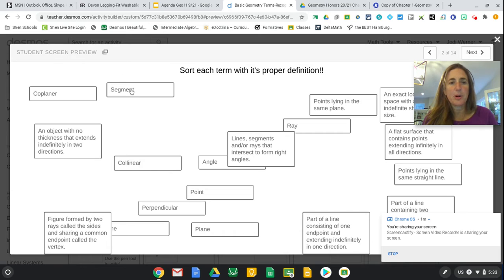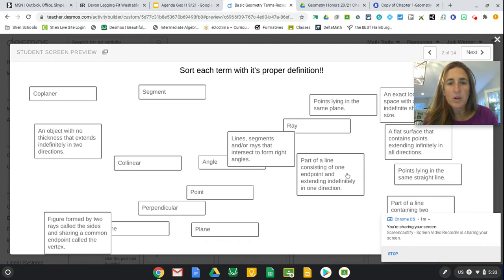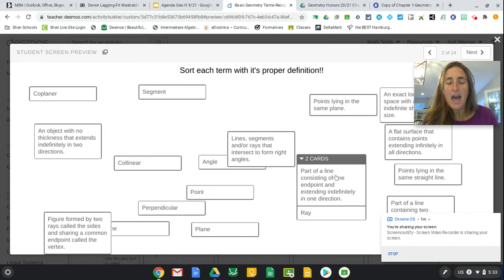So for example, a segment, we'll use that one. A segment has two endpoints on either side, and it consists of all the points that are in between them. So I'd look around on here. It's definitely not that one. It has one endpoint, that's a ray. So I would take maybe the ray and match it with that. And usually when you drop them on top of each other, they match.